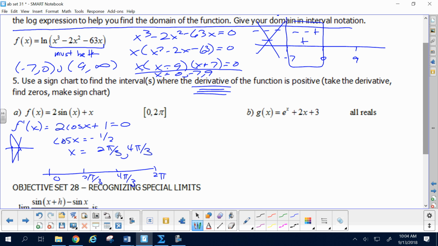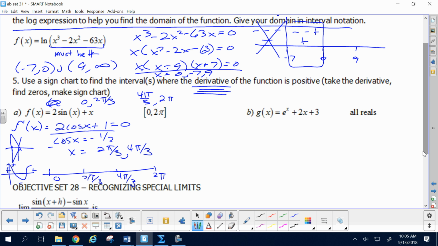You could sign test. I imagine some people might have also looked at a graph and said, well, 2 cosine of x plus 1 would be something like shifted up 1 and stretched by 2. So it might look something like this. Positive, negative, positive. You could do it that way too. Sign test effectively, though, your answer to that should be 0 to 2 pi over 3 and 4 pi over 3 to 2 pi.